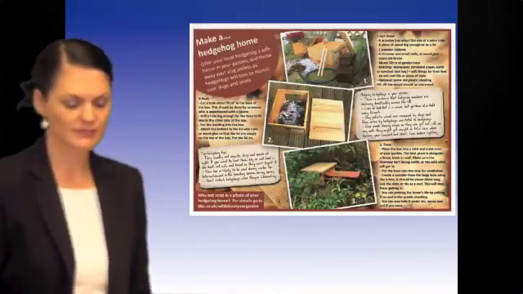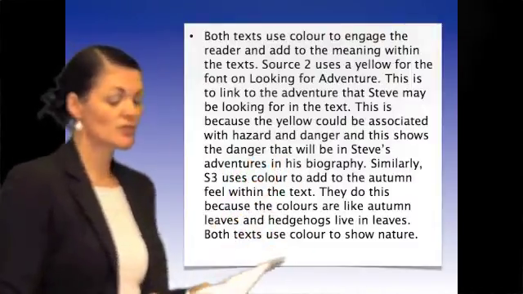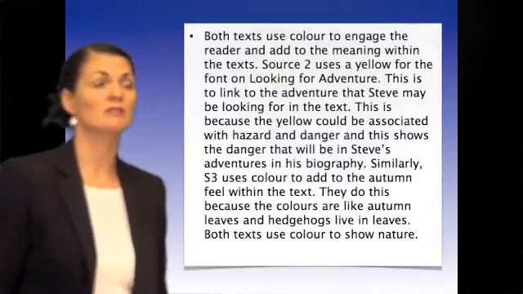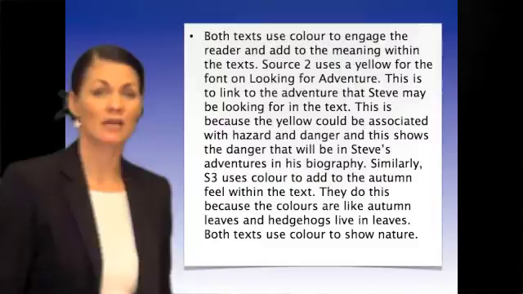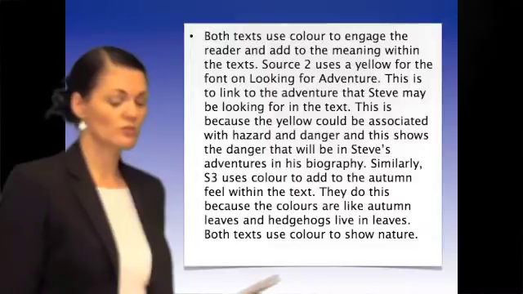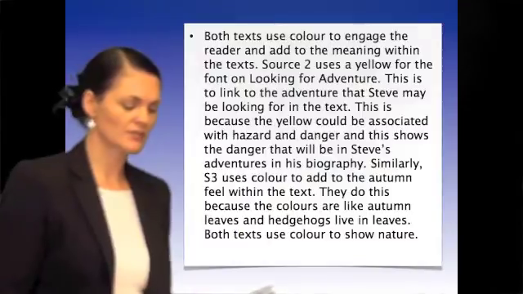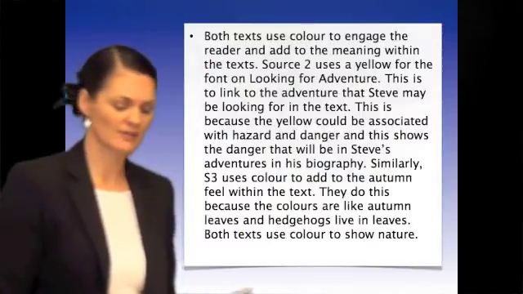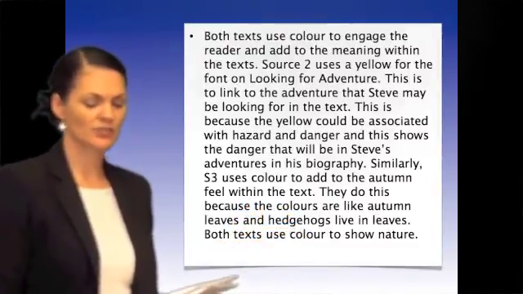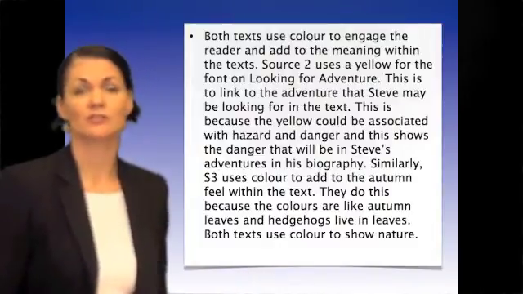So if we look then at an example of how you might write about this: both texts use colour to engage the reader and to add to meaning within the text. So that's just using that sentence to help get started, and is a comparison. It's beginning to compare. Source 2 uses yellow for the font in Looking for Adventure. This is to link to the adventure that Steve may be looking for in the text. This is because the yellow could be associated with the hazard and danger, and this shows the danger that will be in Steve's adventures in his biography.